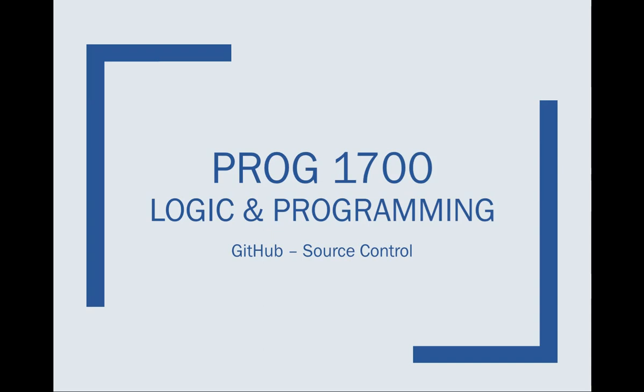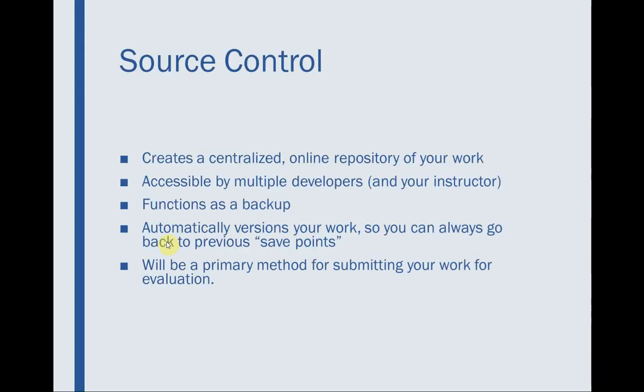Source control has a number of things that it allows you to do. Here's a few of the highlights. It's a centralized online repository of all of your work. It's accessible by multiple developers. In the case of our class, it will also be something that I will have access to so that I can monitor and evaluate any work that you're doing. It also functions as a secondary backup.